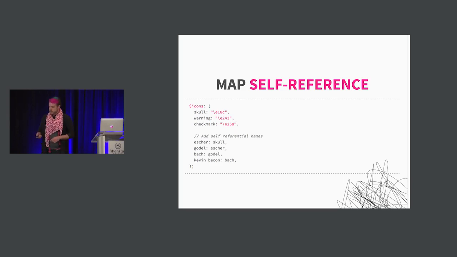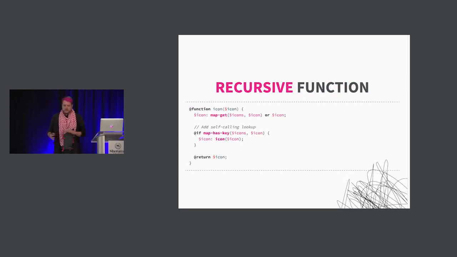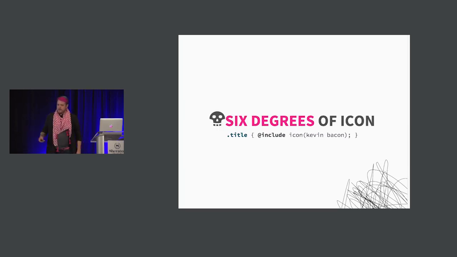And so now we can adjust our font icon function just a little bit. We add a little bit of recursion. So when we get an icon, we just check to see if that icon is another key in the map. And if it is, we call the same function again. So we just recursively call itself. And at the end, six degrees of icon, we call for Kevin Bacon, and we get the skull. So that's handy.